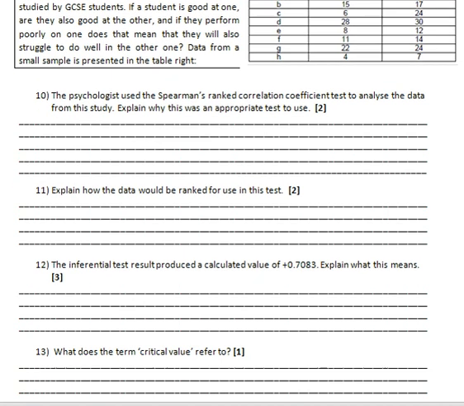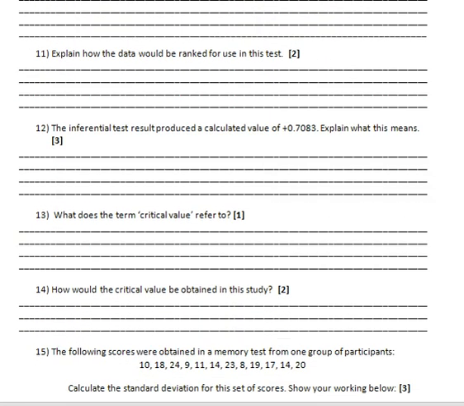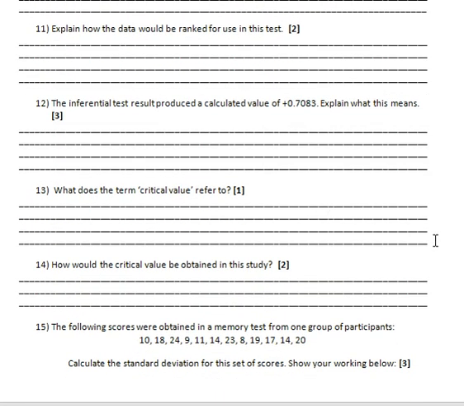The next question was asking, what does the term critical value refer to? Again, a lot of confusion on this question, but basically it is a figure, so a number, in a table of critical values. And this is compared with the observed value from an inferential test to see if findings are significant given a level of probability.